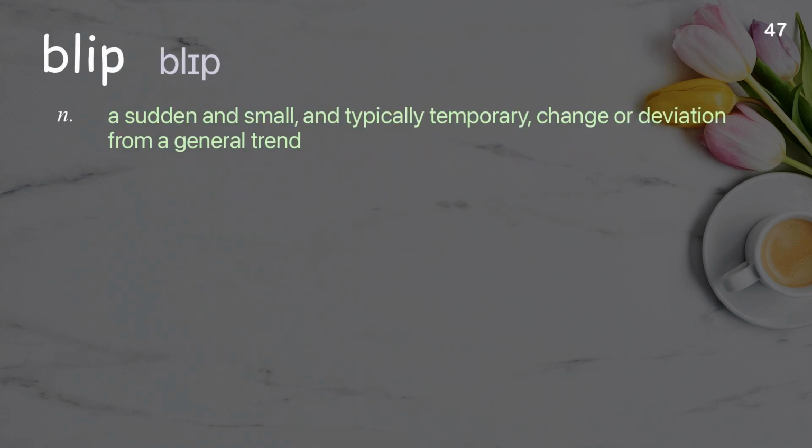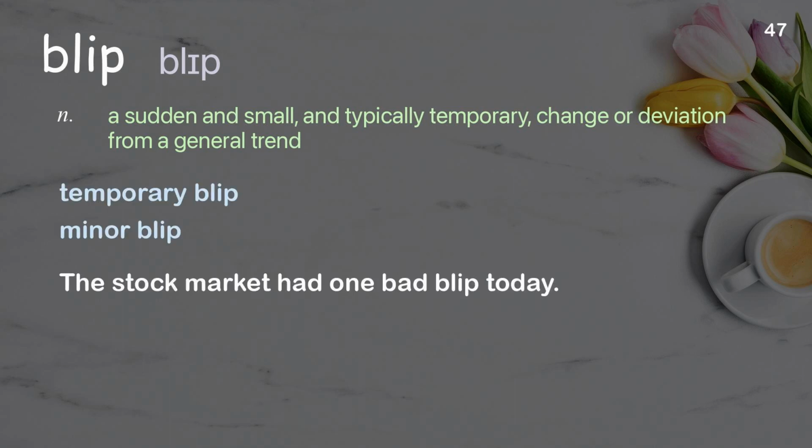Blip. A sudden and small, and typically temporary, change or deviation from a general trend. Examples: Temporary blip. Minor blip. The stock market had one bad blip today.